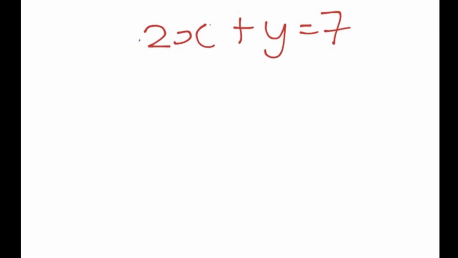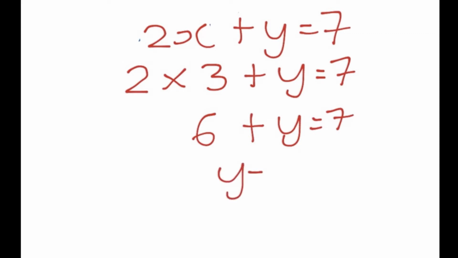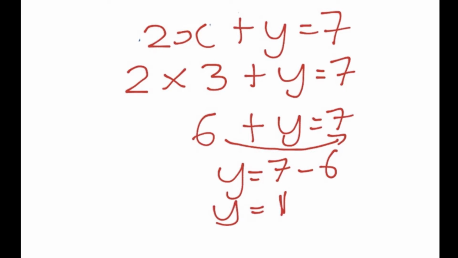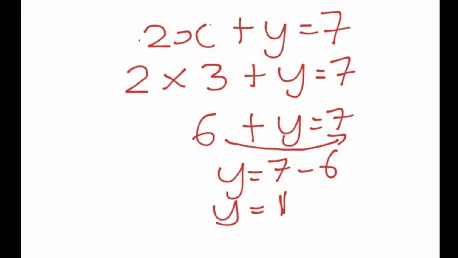And I'm going to sub in x equals 3, so we end up with 2 times 3 plus y equals 7. And we know 2 times 3 is 6, so 6 plus y equals 7, and the answer would be y equals 7 minus 6, because we moved the 6 to the other side and we change the sign, so it becomes a minus. 7 minus 6 is 1, so y equals 1. And the answers would just be x equals 3 and y equals 1. And that's it, that's solved.